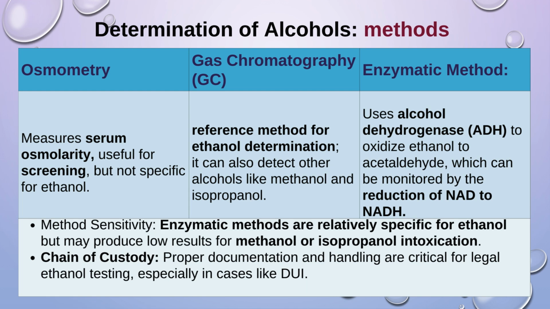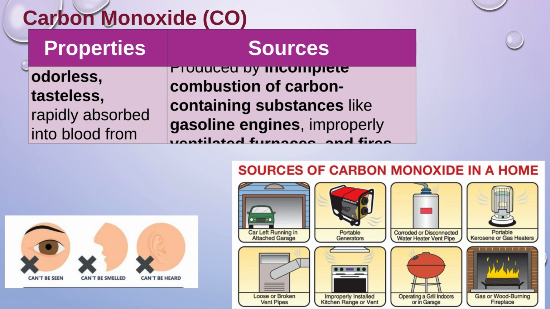And if we are talking about alcohol determination in the clinical lab, there's always this very important thing you should not forget when it comes to legalities: the chain of custody. From the sample collection until the releasing of results, there should be proper documentation and handling. These things are really critical for legal ethanol testing, especially in cases like driving under the influence of alcohol in the US.